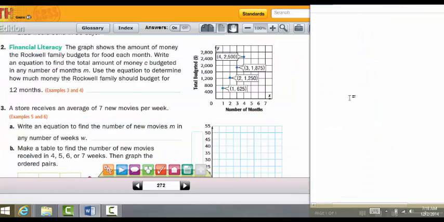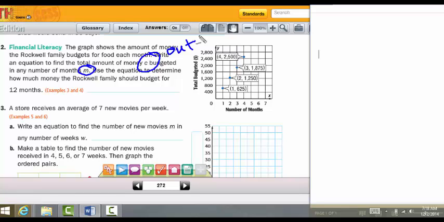Number 2. The graph shows the amount of money the Rockwell family budgets for food each month. Write an equation to find the total amount of money, C, budgeted in any number of months, M. So M is going to become our input, and C is going to become our output. We'll put an out here. Okay? Use the equation to determine how much money the Rockwell family should budget for 12 months.